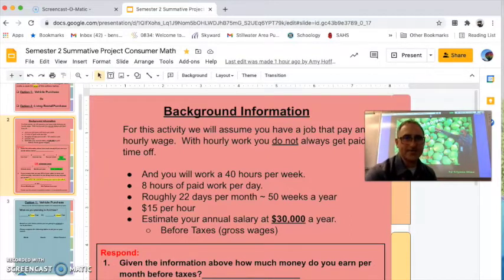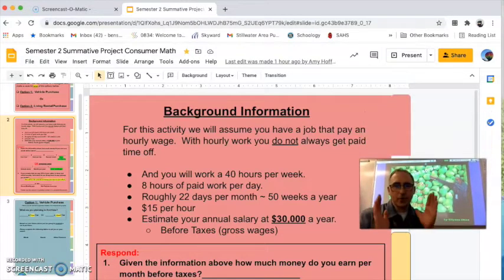Let's talk through this and provide some rationale. For this activity, we're going to assume that you have a job and then you get paid an hourly wage. Remember, the goal of this class is to use things for life after high school. So we are going to use an amount of money that you might make either in high school or in the next few years after high school. We want to make it as pertinent to your current living situation as we can.